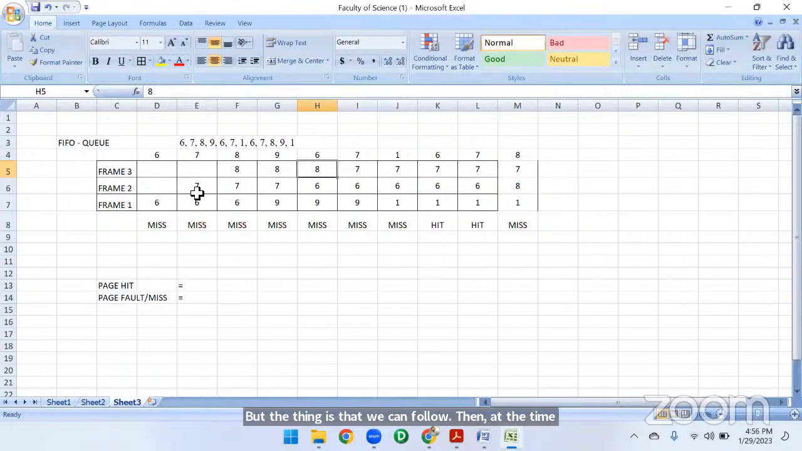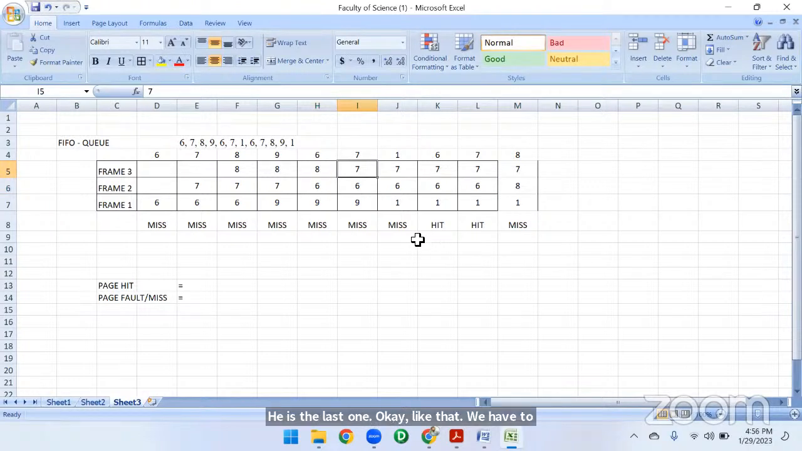So here first 6 has come here, 7 next, 8 came next. After that, 9 has come after 8. 6 came after 9. So 1, 2, 3, 4, 5, right? Like this, we have to check. 5, 6, he is the last one. Okay, like that we have to check.